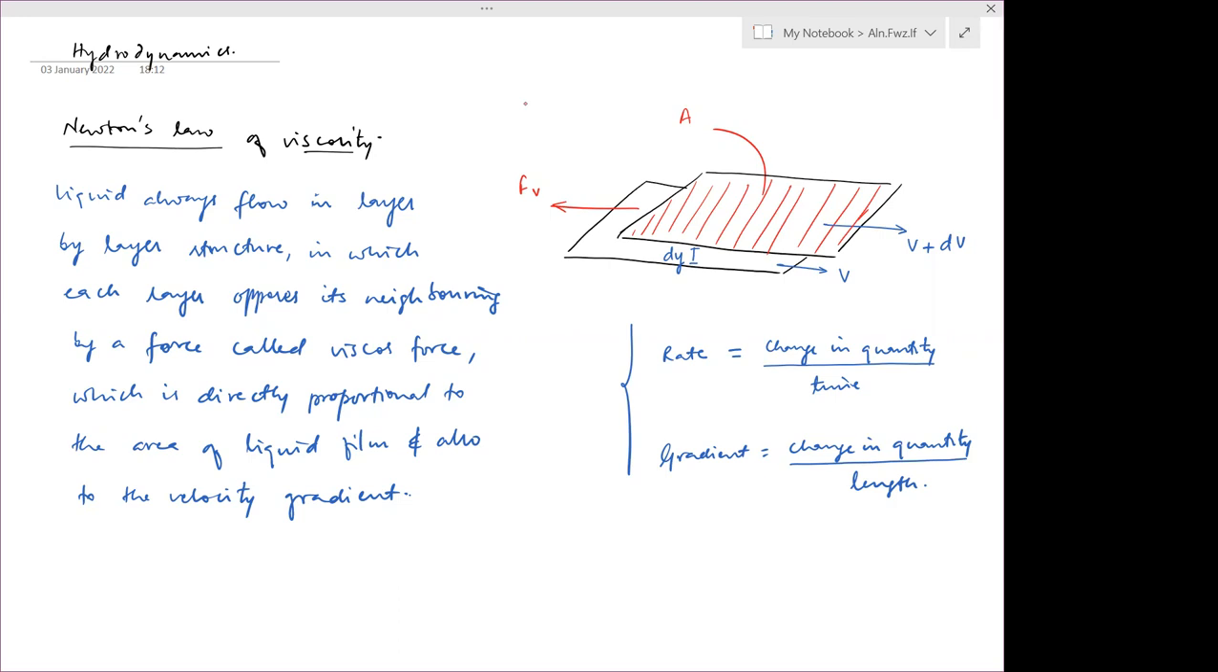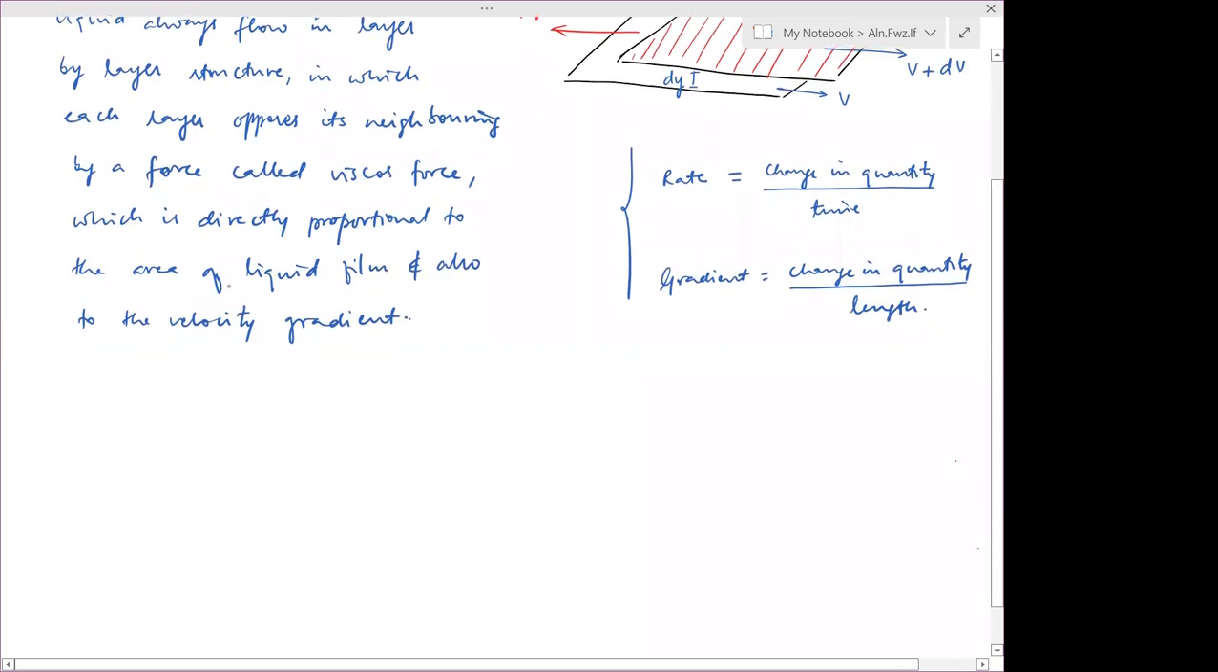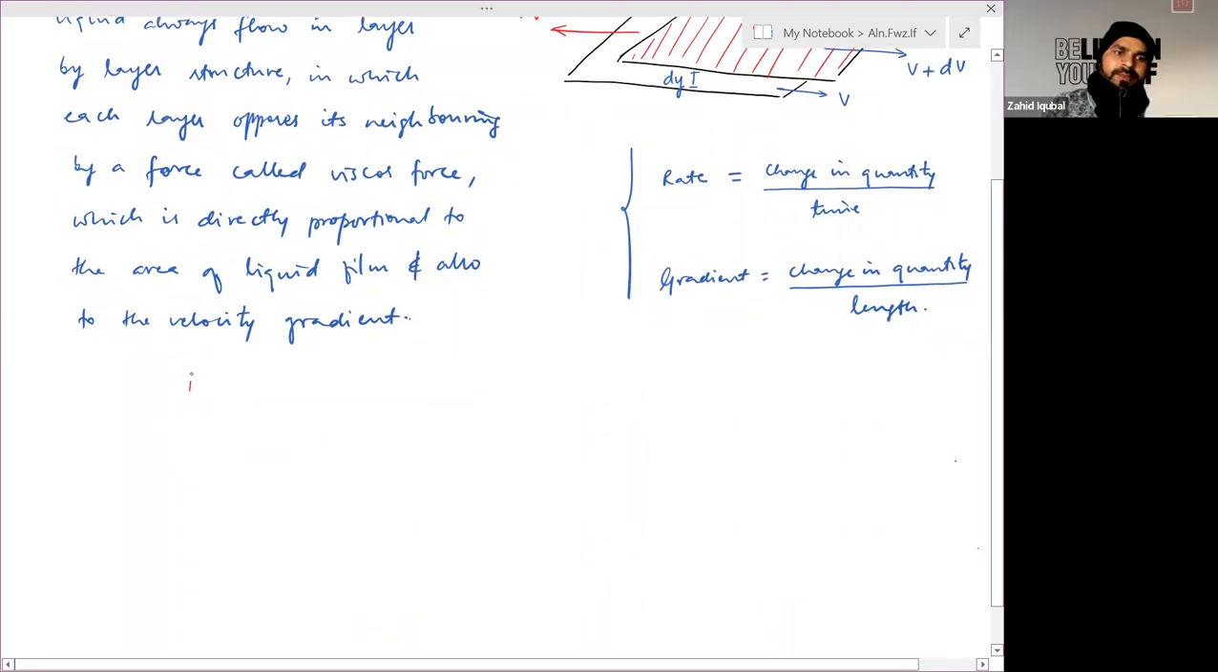Done, sir. Now, according to this relation, we may write viscous force is proportional to the area of the liquid film, and this is also proportional to the velocity gradient. Velocity gradient is change in velocity divided by its width. So on rearranging, viscous force is proportional to A dV by dy.